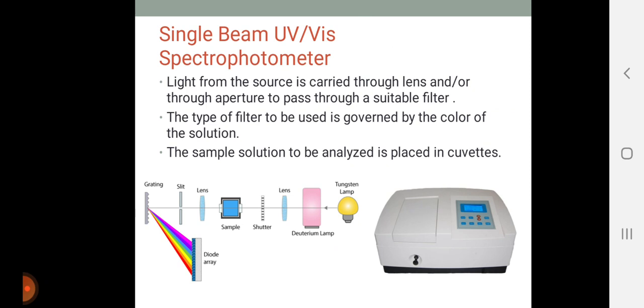Single beam UV-visible spectrometer. Light from the source is carried through a lens and arc through an aperture to pass through a suitable filter. The type of filter to be used is governed by the color of the solution. The sample solution to be analyzed is placed in cuvettes.